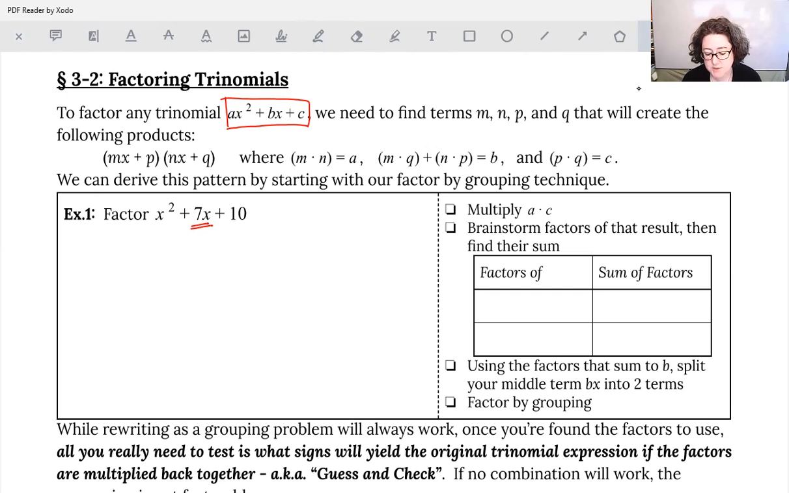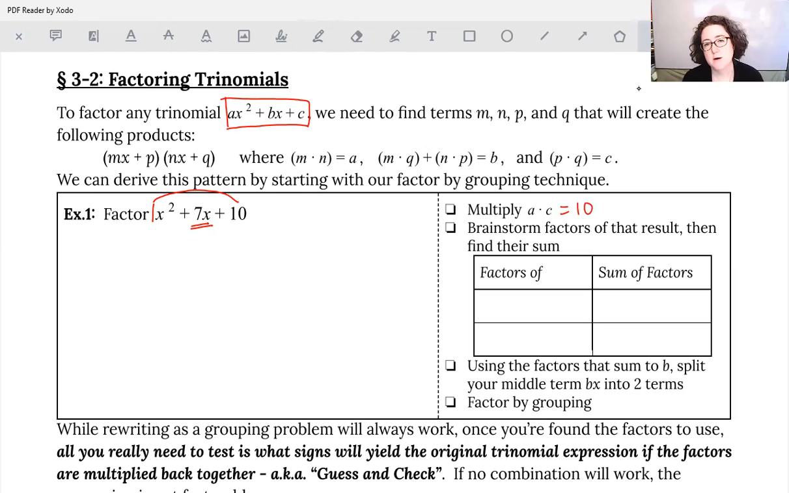What we're going to do is multiply our a and our c. Our a is the coefficient of the first term, and if we don't have a value written out in front of a term, don't forget the implied coefficient is always 1. We multiply that with our c term, the 10. So a times c, 1 times 10, equals 10.